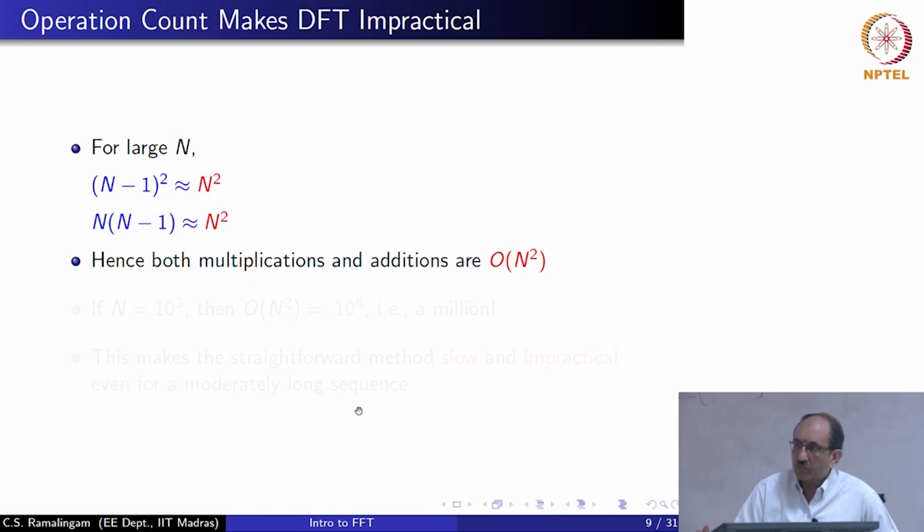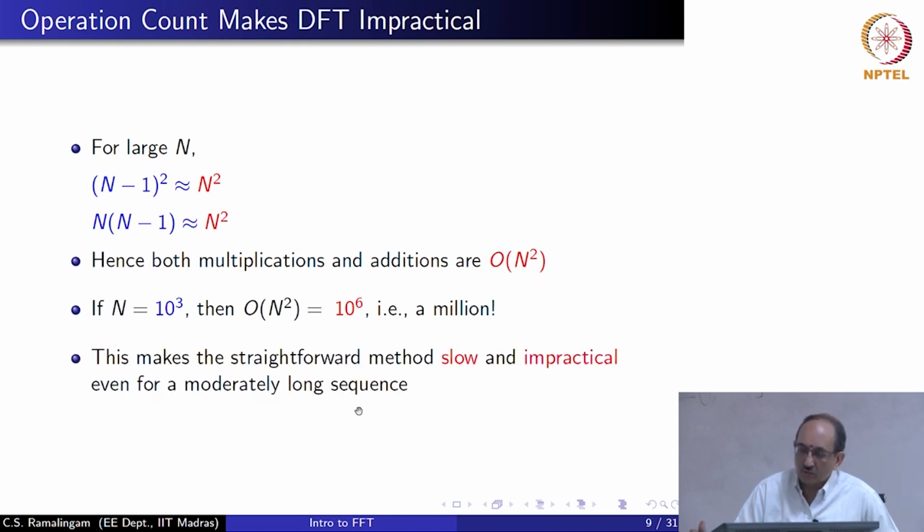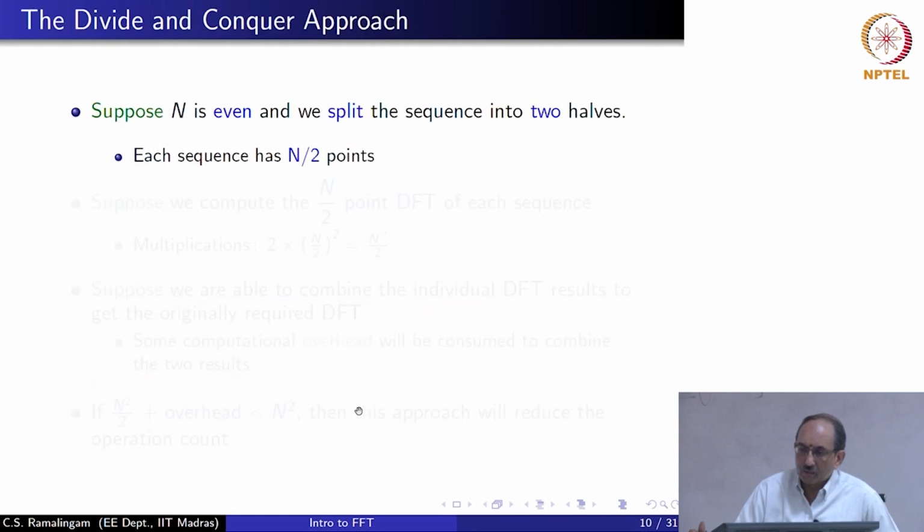And if N were to be 1000, which is really not an unreasonable number, then the number of operations required is 10 power 6, which is a million, alright. So, this makes this straightforward computation really slow and impractical even for moderately long sequences. And this was the stumbling block that kept this from progressing until the FFT algorithm was discovered, because of this huge computational burden. Then came the divide and conquer approach.